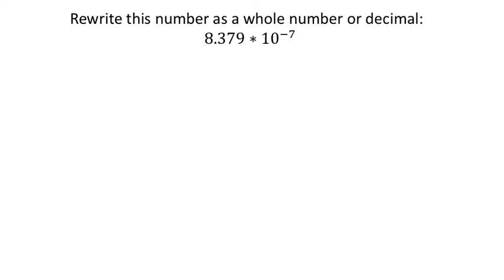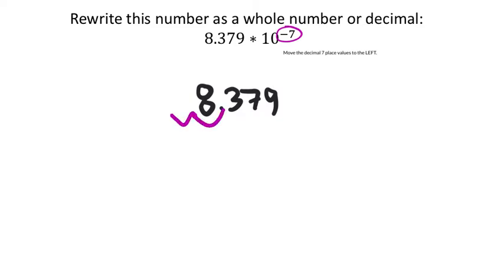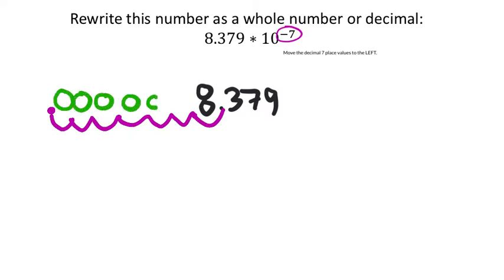All right, here we go. I'm going to do this by hand, just so you can see what's happening and why the calculator is doing what it's doing. 8.379. This negative 7 is the same idea. It's telling us that because it's negative, we move the decimal 7 place values to the left. That's kind of small, but I think it's still legible. So I'm going to move it 7 times to the left: 1, 2, 3, 4, 5, 6, 7, and that's where the decimal will be. All these empty place values will then be zeros.